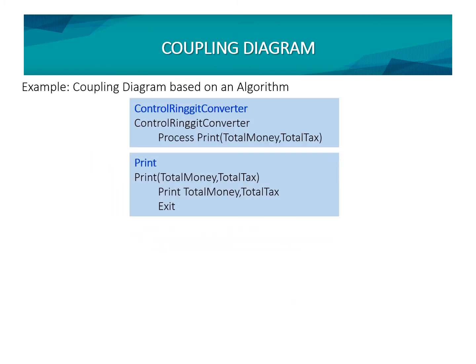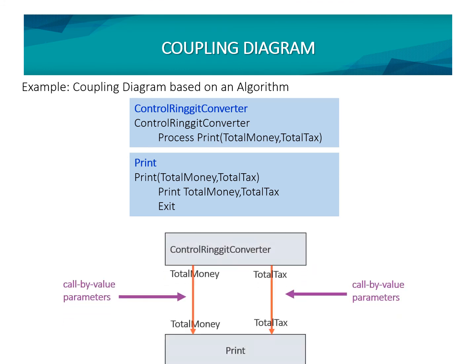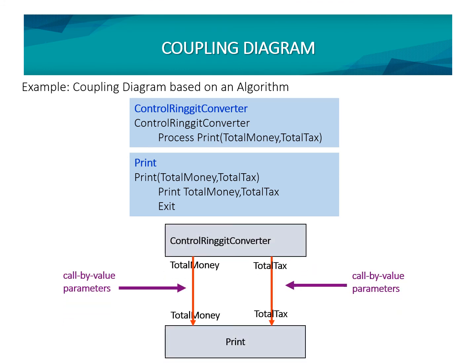And how does the interactivity between control ringgit converter module and the print module look? As you can see here, we have two parameters, total money and total tax, that are called by value. So the coupling diagram for this case is using single-headed arrows.